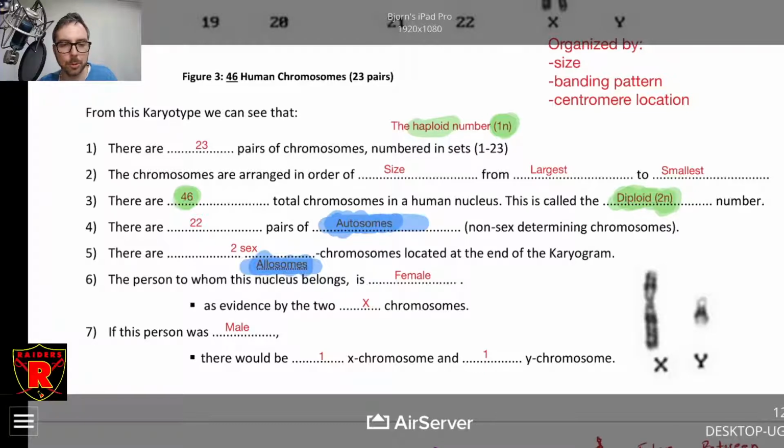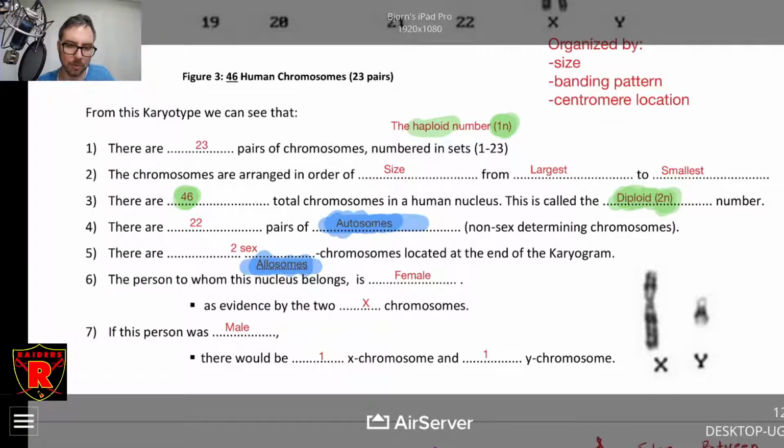You have 22 pairs of autosomes. Autosomes are the chromosomes that are not related to sex determination. So there's 22 of those. And then you have 2, the last pair, which are called allosomes. Again, great terminology to add to your list here. But allosomes are the sex-determining chromosomes. They're usually written at the end of the karyogram.